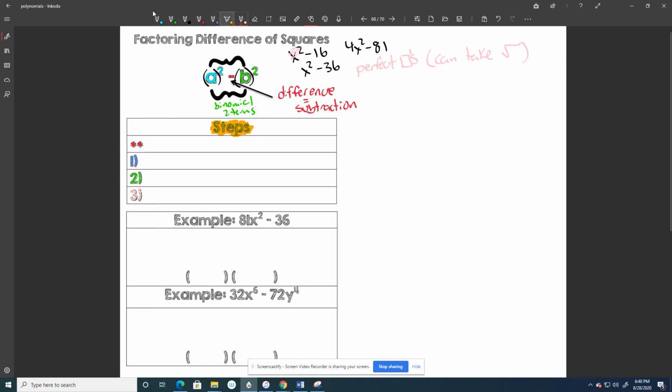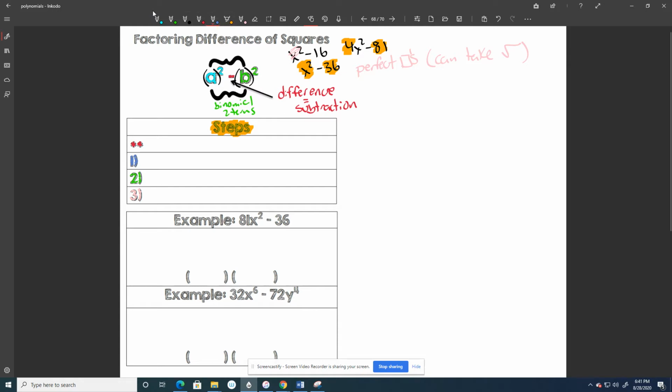X squared is a perfect square because the square root of x squared is x. 36 is a perfect square. The square root of 36 is 6. 81 is a perfect square. Square root's 9. 4 is a perfect square. The square root's 2.